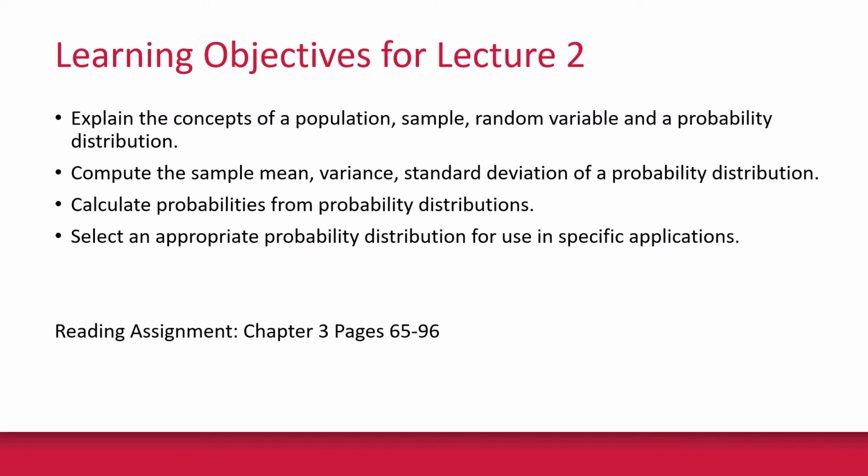Learning objectives for Lecture 2 are to explain the concepts of population, sample, random variable, and probability distribution. Compute the sample mean, variance, and standard deviation of a probability distribution. Calculate probabilities from probability distributions. Select an appropriate probability distribution for use in specific applications. Reading assignment is Chapter 3, pages 65 to 96.